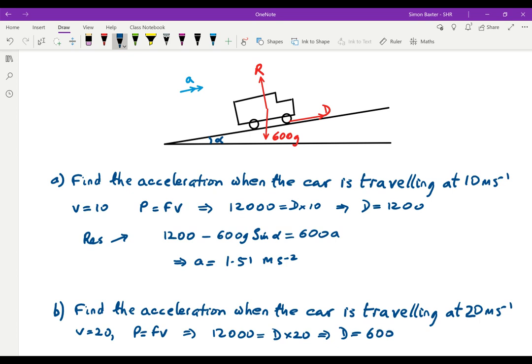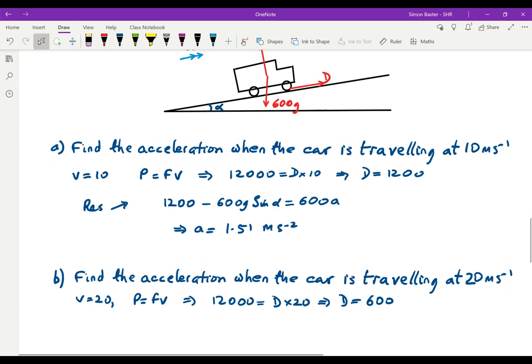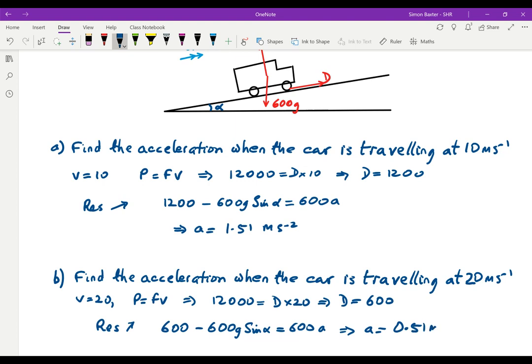So now if we resolve up the slope, we will get D minus 600G sine alpha is 600A. Move up to give myself a little bit more space. Resolve up the slope, and we get D minus 600 G sine alpha, which is 600 times the acceleration. This gives us that the acceleration is 0.51.